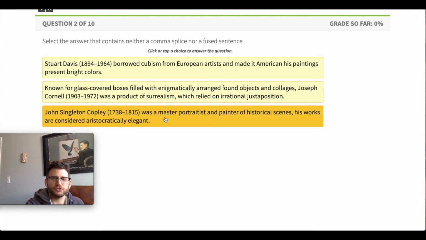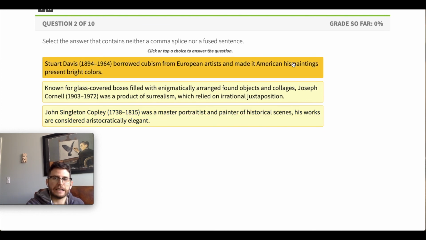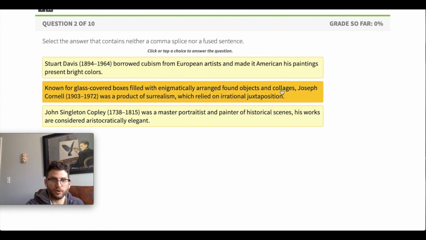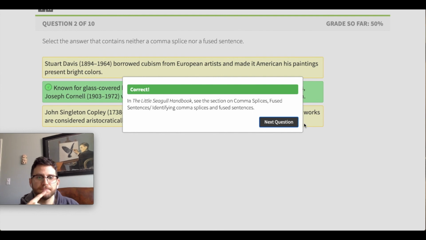John Singleton Copley was a master portraitist and painter of historical scenes. That's a complete thought. Subject, verb, master portraitist and painter. Also an example of subject, verb, subject. Leave it down below if you know what it is. But complete thought here. His works, new subject, are considered as my verb, considered as my participle, partnered with my helping verb, are. So I've got a complete thought here after the comma, which means I've got a comma splice. So I can't go with the first one, can't go with the third one. I've got to go with the middle one. Okay. All right. So give this last one a try. Have a look at it.